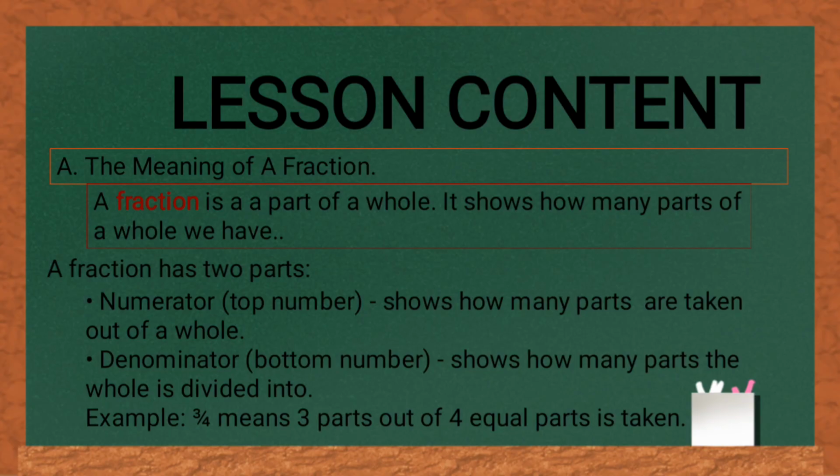Lesson content. This is what my lesson is all about today. The meaning of a fraction. A fraction is a part of a whole. It shows how many parts of a whole we have. A fraction has two parts, which is the numerator, which is the top number, which shows how many parts are being taken out of a whole, and the denominator, which is the bottom number, shows how many parts the whole is divided into. Example, we have 3 over 4, which means 3 parts out of 4 equal parts is taken. The 3 is the denominator.